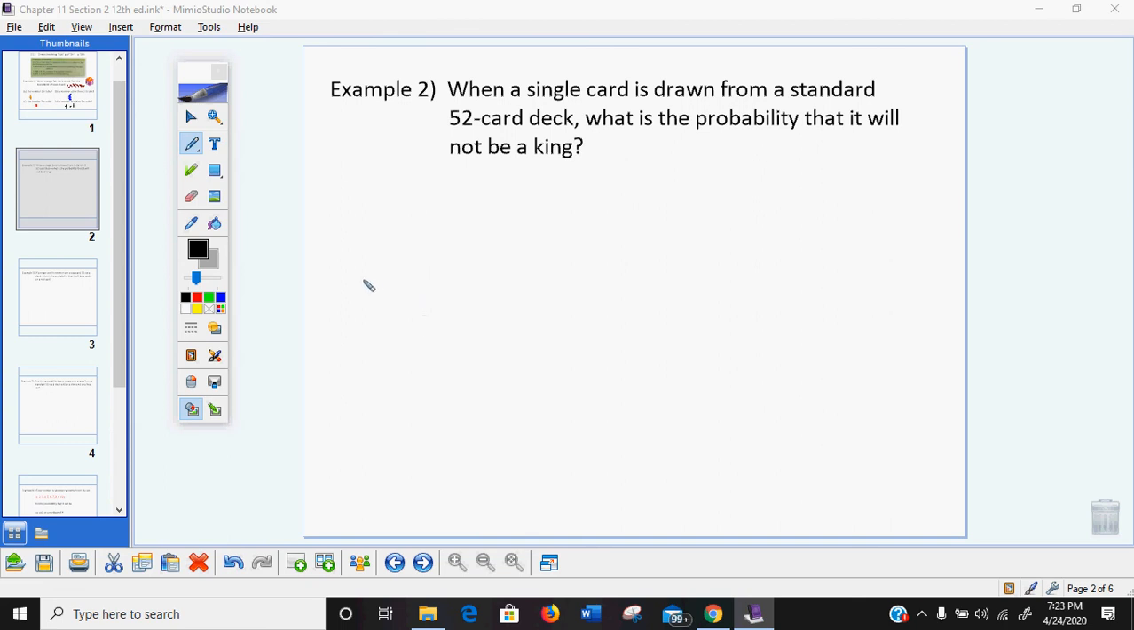Right, let's do a few examples that deal with probability when you have cards. It says when a single card is drawn from a standard 52 card deck, what's the probability it will not be a king? Well, the probability it will be a king, there are 4 kings out of 52 cards. So if it said the probability it will be a king, that would be it. The probability it will not be a king is what we call the complement. In other words, what's the opposite of that? And you can get it by doing 1 minus 4 out of 52.